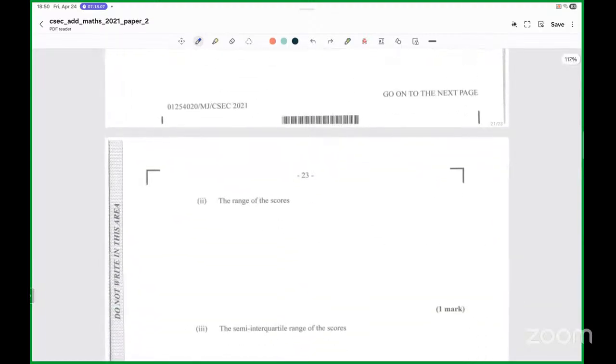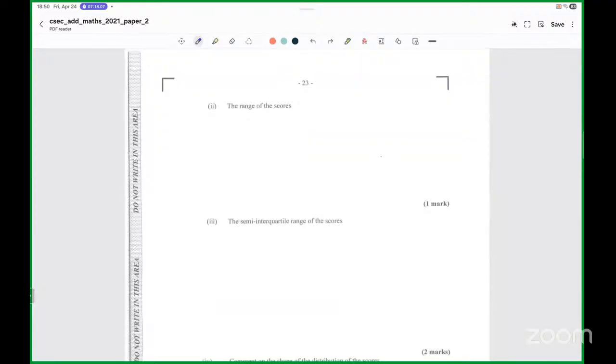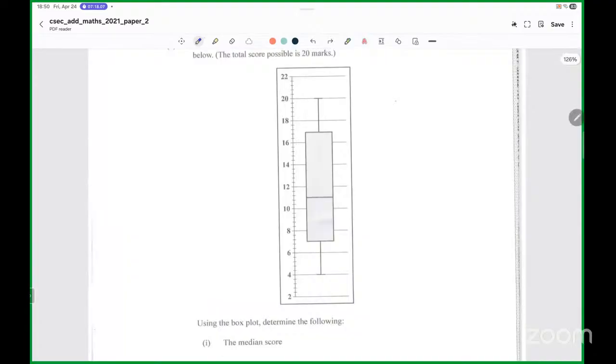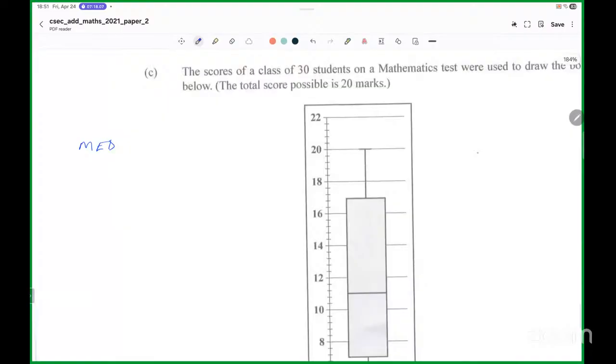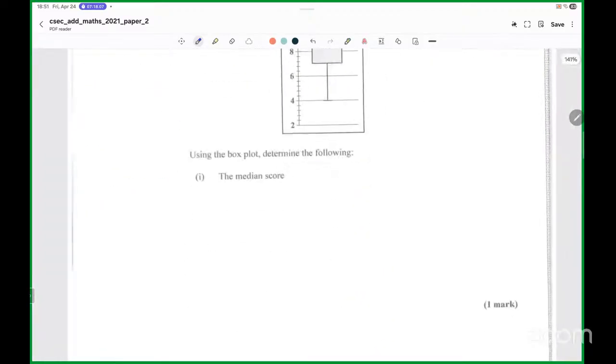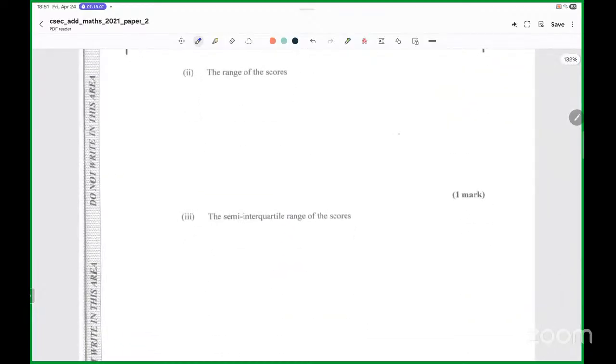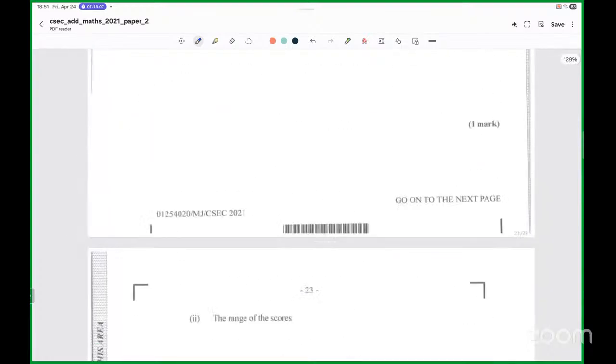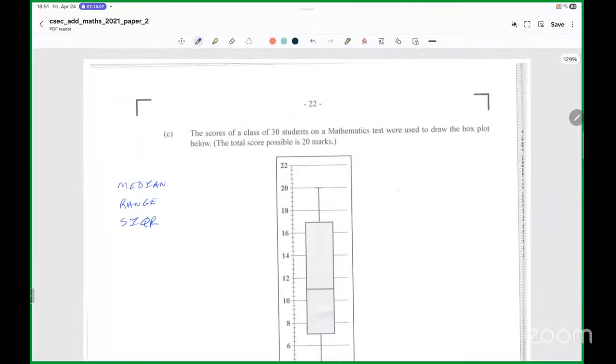Let me write them all for you. What is the median, the range, and the semi-interquartile range? Those three things I want. It also says comment on the shape. So answer these four questions.